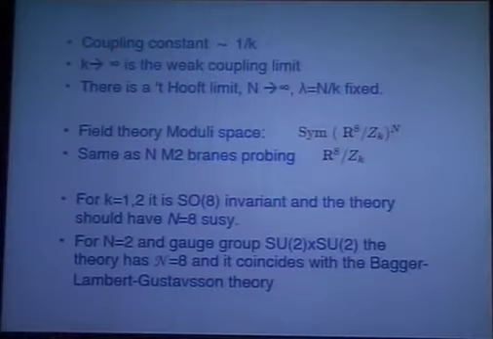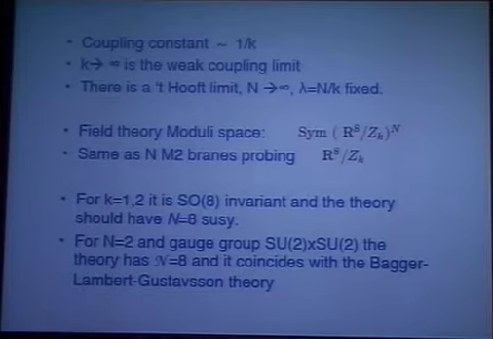Now, another interesting fact is that we can take the N going to infinity limit, and we can keep the 't Hooft coupling fixed. So this theory has a 't Hooft coupling limit, and the 't Hooft coupling becomes a continuous parameter. So even though the coupling k is a discrete parameter, once you go to the 't Hooft limit, you have a continuous parameter that you can vary.